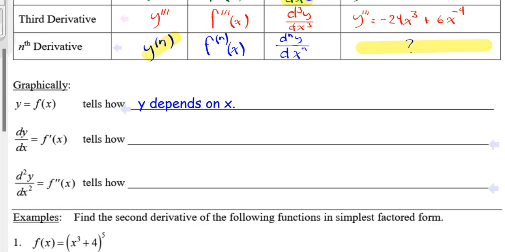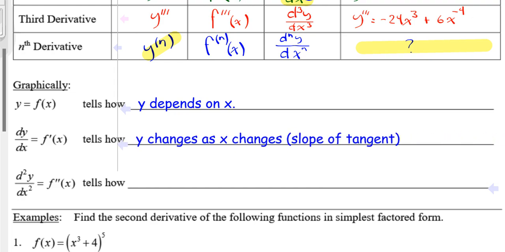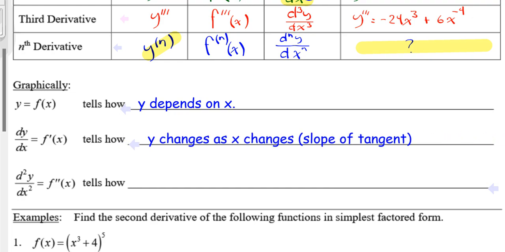What does the first derivative tell me? How y changes as x changes. This is the first derivative. So what does the second derivative tell me? How the slope changes as x changes. How the change in slope changes as x changes.